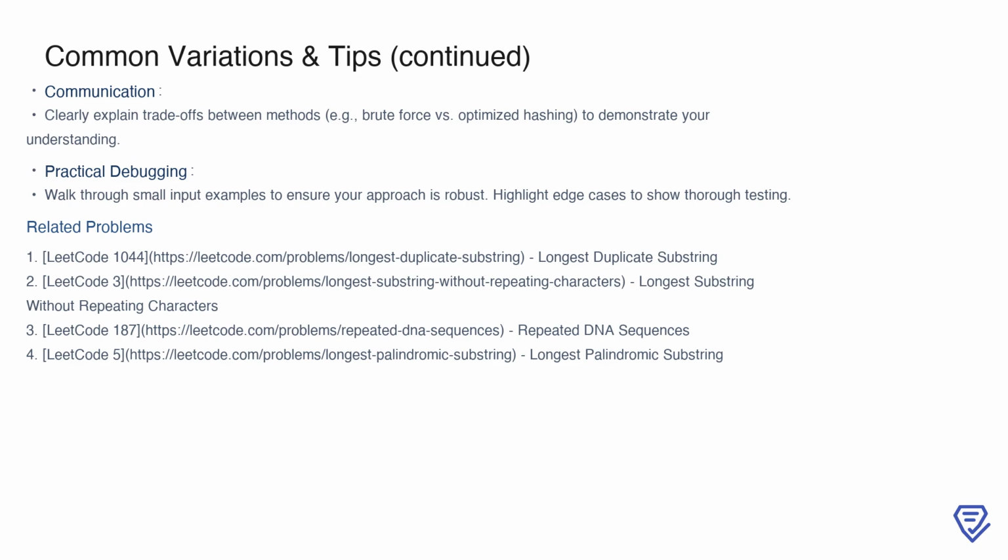There are also related problems that can help deepen your understanding of this topic. For instance, LeetCode 1044, longest duplicate substring, is closely related and requires similar techniques. Other problems, like longest substring without repeating characters, LeetCode 3, and repeated DNA sequences, LeetCode 187, also explore substring detection but with slightly different constraints. Lastly, longest palindromic substring, LeetCode 5, introduces techniques like dynamic programming, which can complement your knowledge of efficient string algorithms.